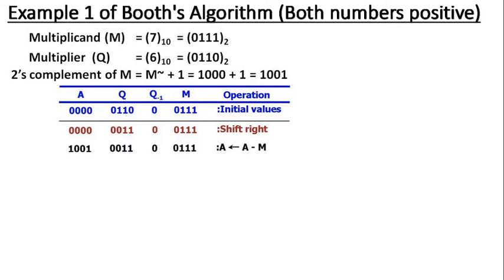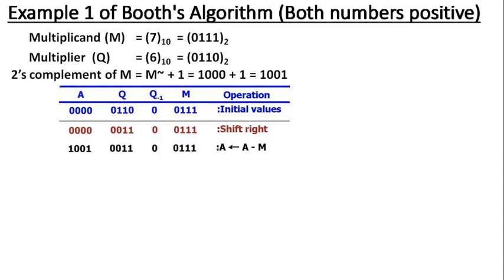How has this result been written? You can observe A minus M, and that result is copied to A itself. So only the value of register A is getting changed from the previous iteration value. Otherwise, the contents of register Q as it is, contents of Q minus 1 from the first to the second iteration as it is, and contents of M, the multiplicand, are also as they are. Only the contents of register A are getting changed.